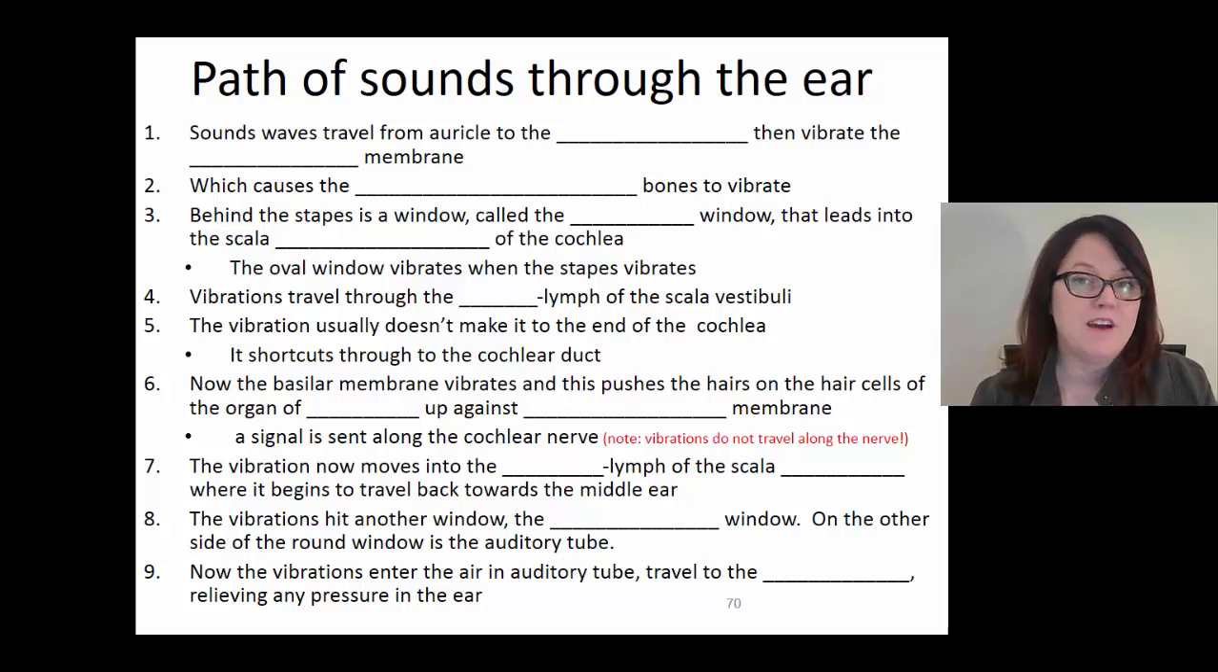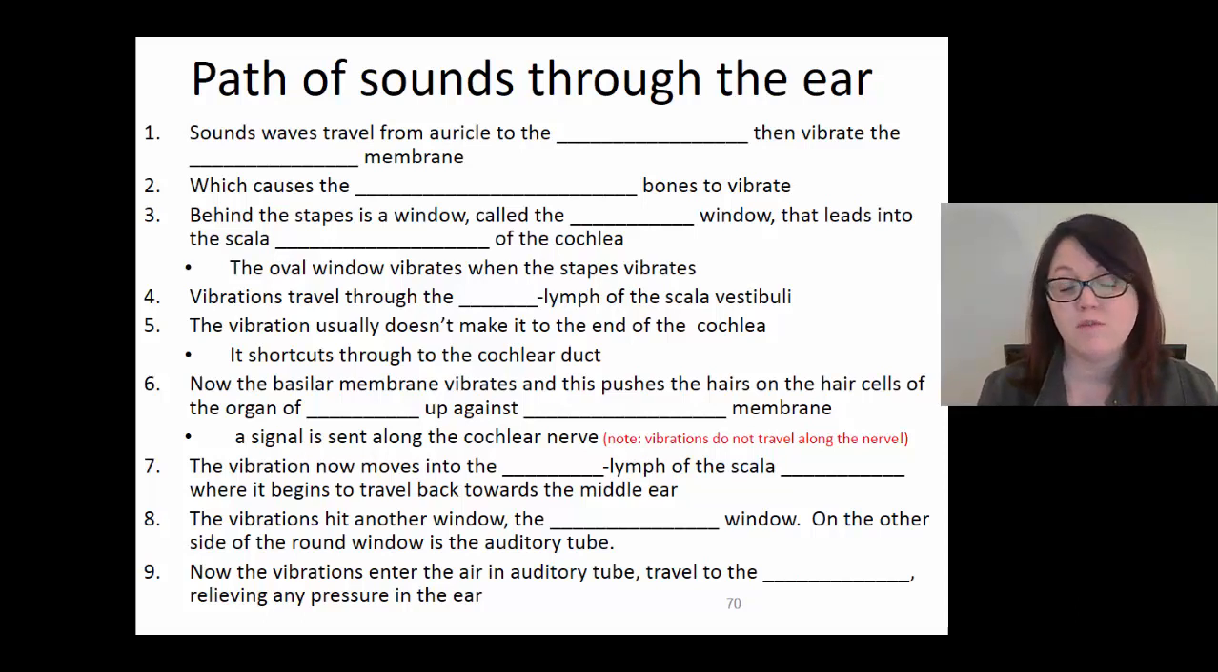So now we're going to trace the path of sound vibrations through the ear, right? So we've done it in little bits and pieces throughout this lecture, but now we'll put it all together in a big picture. So sound waves travel from the auricle to the auditory canal, and then they vibrate the tympanic membrane. And this is going to cause the auditory ossicles, which are those tiny bones, to vibrate. Don't forget these tiny bones include the malleus, the incus, and the stapes. Behind the stapes is a window called the oval window. And the oval window leads to the scala vestibuli of the cochlea. So the oval window vibrates when the stapes vibrates.